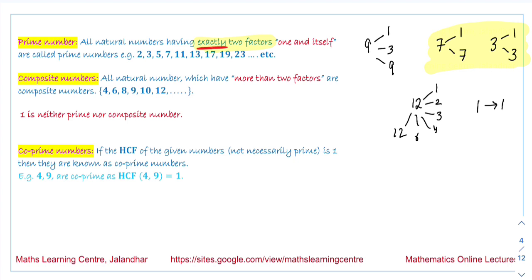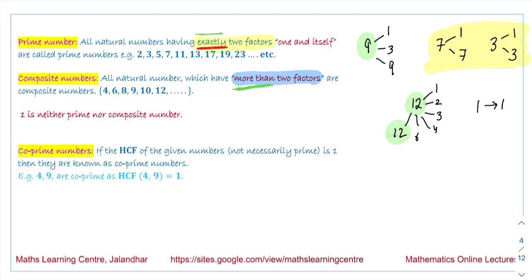If they have more than two factors, then those numbers are called composite. This "more than" is important. Over here it is exactly two factors, now it is more than two factors. So what we see is that these numbers, 9 and 12, are all composite numbers.